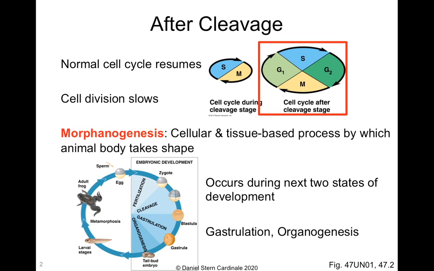So today we're going to talk about gastrulation and organogenesis, and in those 2 stages, that's where we really see morphogenesis taking place. So that's where we're going to go from here.